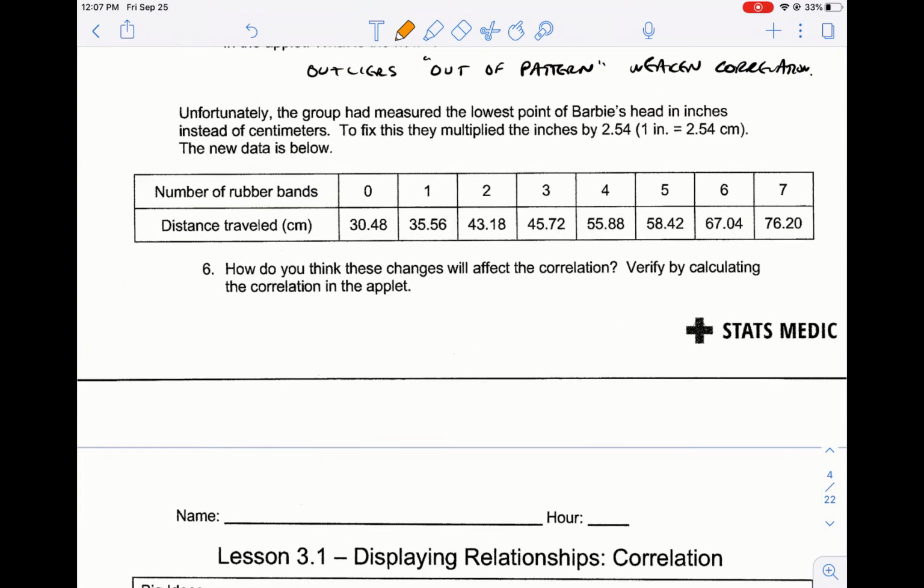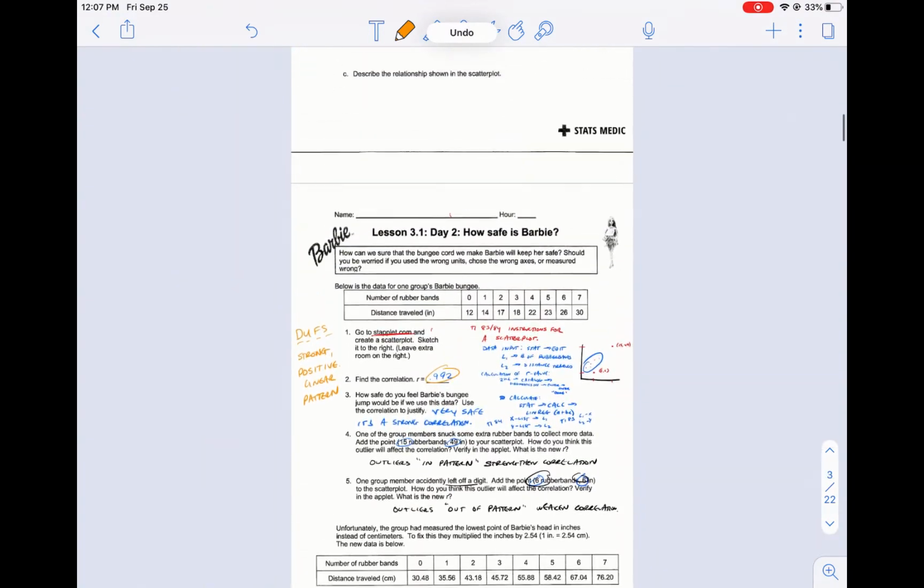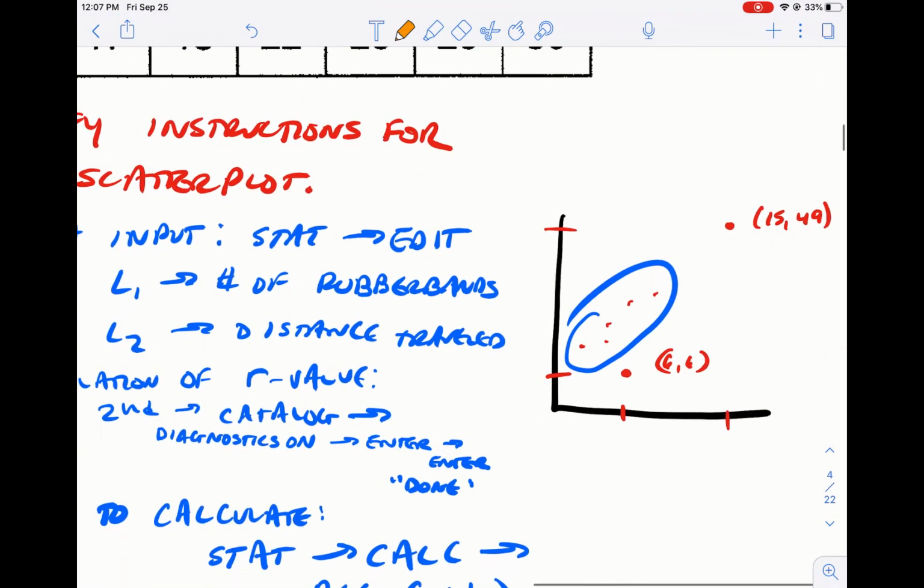Now, down here, unfortunately, the group had measured the lowest point of Barbie's head in inches instead of centimeters. To fix this, they multiplied inches by 2.54 because 1 inch equals 2.54 centimeters. So how do I think these changes will affect the correlation? Verify by calculating the correlation in the applet. So you could do that, but let's just think through this for just a minute. Let's just say we took this and we multiplied all of our distances traveled by 2.54. So this one got multiplied by 2.54, this one by 2.54, 2.54, 2.54. So now I'd have something that looked like this.